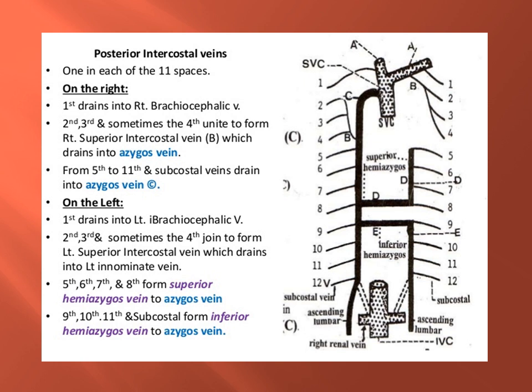Sorry. The 5th, 6th, 7th and 8th form the superior hemizygous vein which drains again into the azygous vein. The 9th, 10th and 11th and the subcostal form the inferior hemizygous vein which drains into the azygous vein, and the azygous vein drains into the superior vena cava.